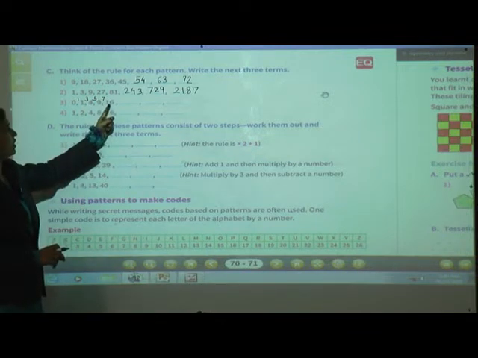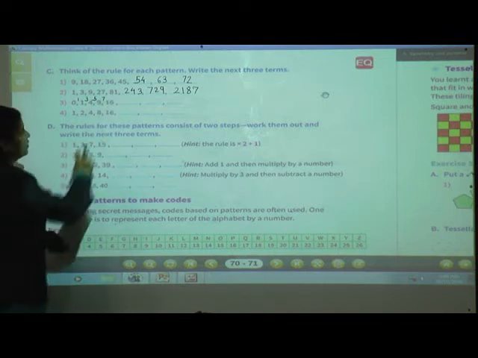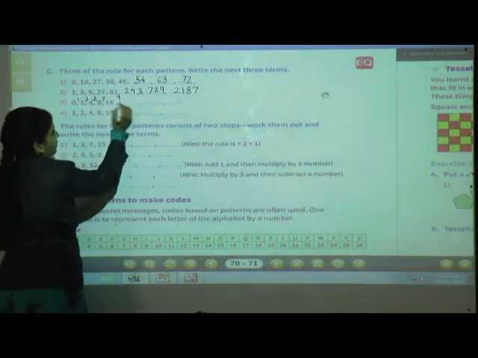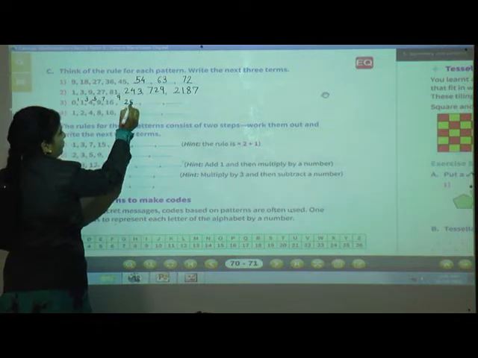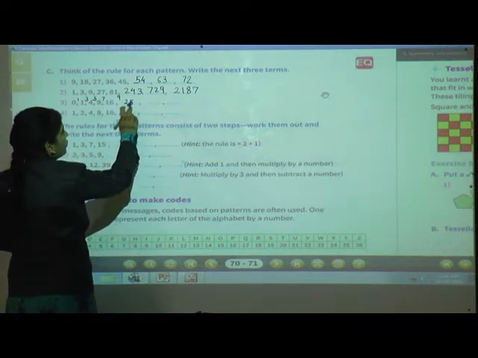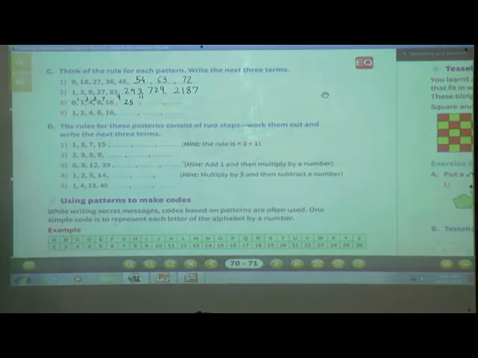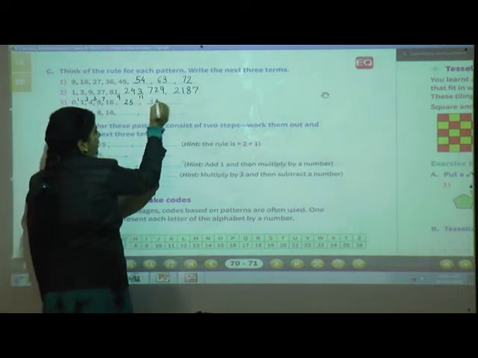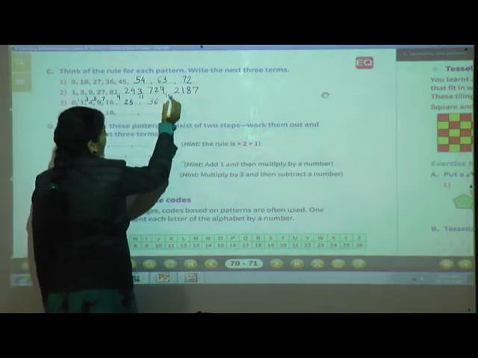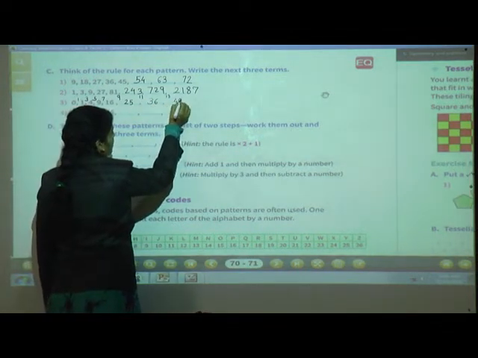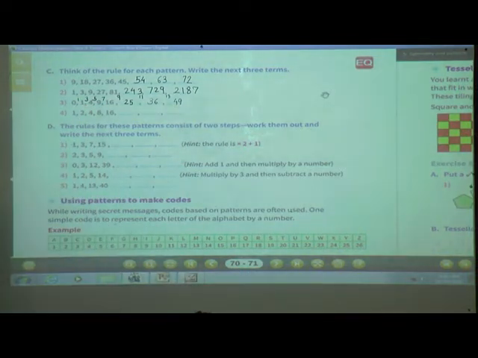So, here after 16, if you add 9, we will get 25. Then to 25 we add 11. So, our answer is 36. And to 36 also we can add 13. So, we will get answer 49.